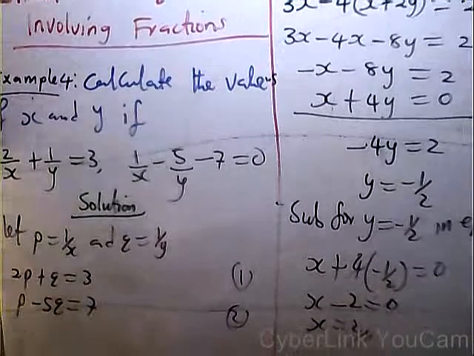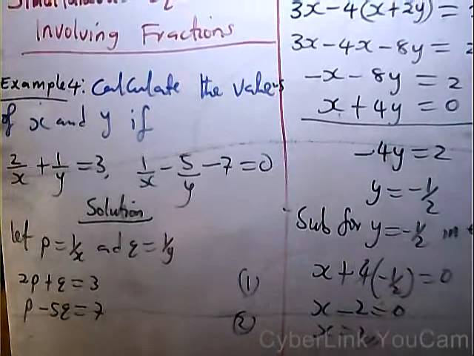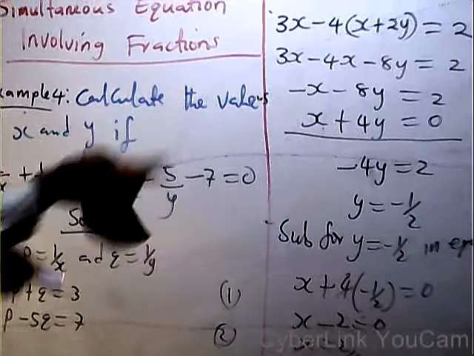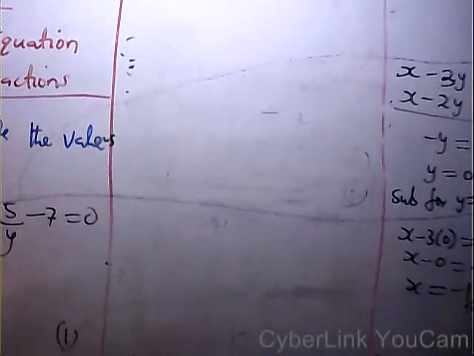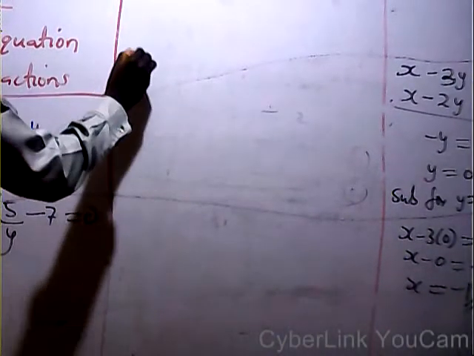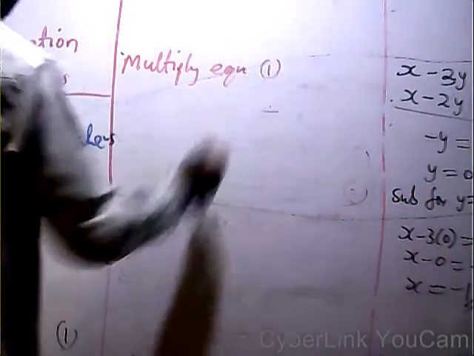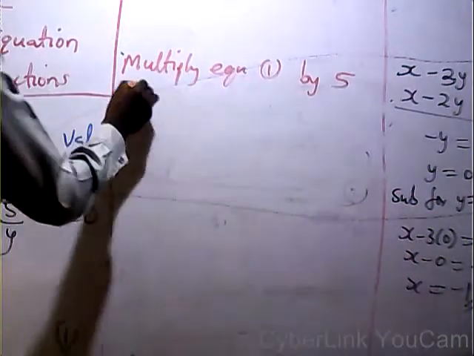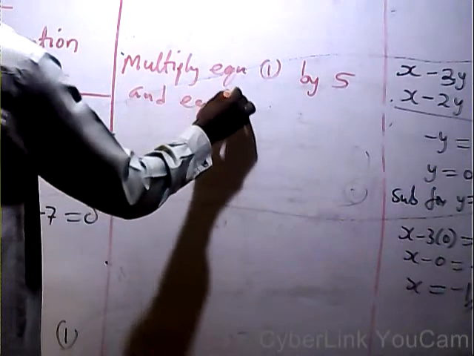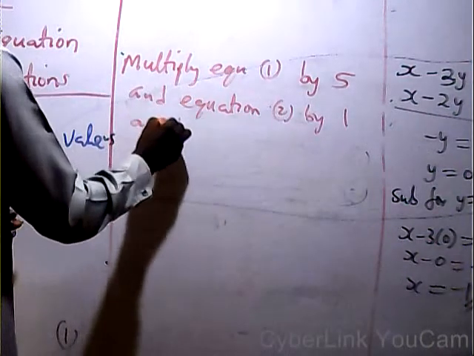So we can now solve them simultaneously. If you would like, I can multiply equation 1 by 5 and equation 2 by 1 and add them together. So what do we have here? I will say multiply equation 1 by 5 and equation 2 by 1 and add.